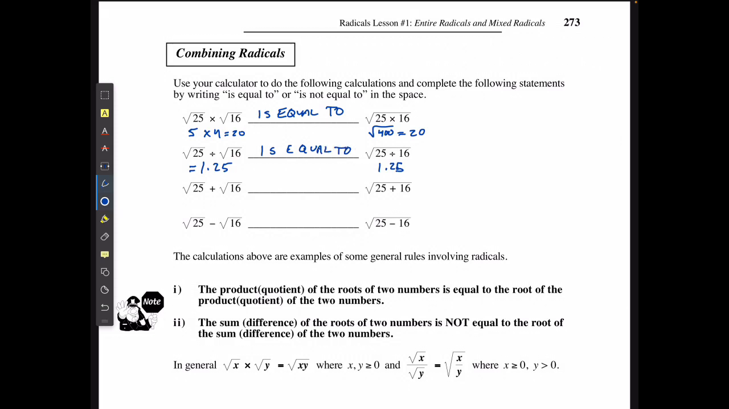The square root of 25 plus the square root of 16 gives me 9. It would be the same as 5 plus 4. If I take 25 plus 16, or take the square root of 41, I get approximately 6.40. This is not equal to.